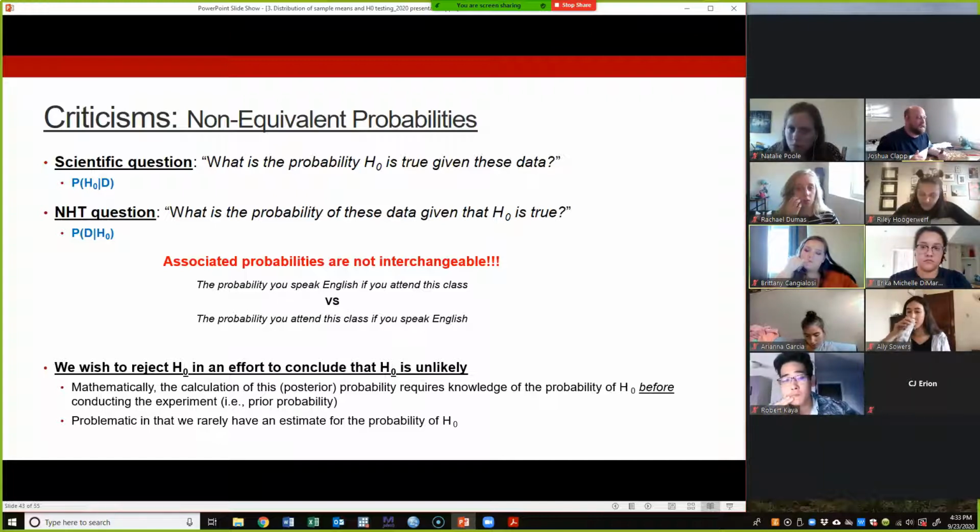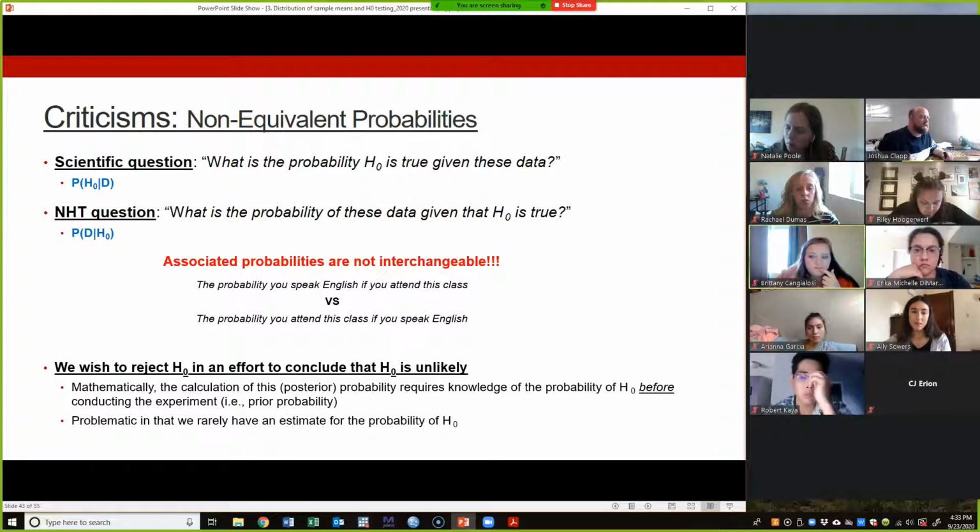But mathematically, this starts to get very complicated, because if I want to calculate the probability or the likelihood of the null given the data, what I need to know is the probability of the null before I collect the experiment. Has anybody been exposed to any type of Bayesian analyses?